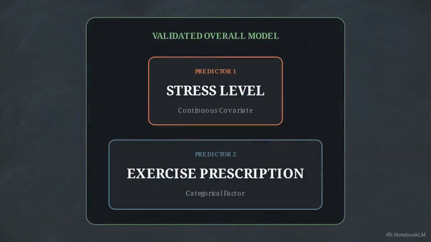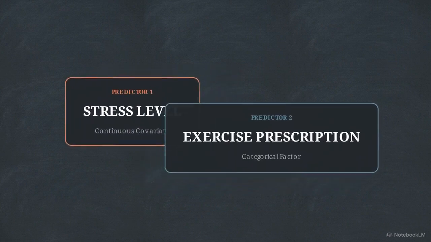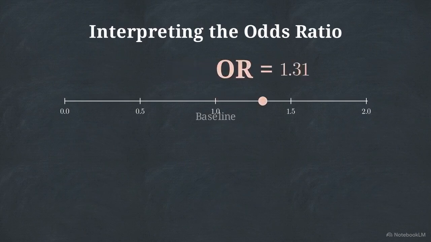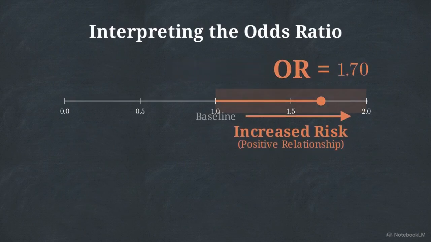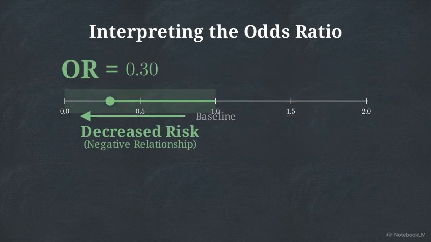With the overall model validated, we can isolate each predictor to determine its specific impact on the probability of a heart attack. The Wald test determines predictor significance. Both stress levels and exercise prescription show p-values below 0.05, confirming their influence. The most important metric is the odds ratio, describing how outcome likelihood changes for every unit of change in the predictor. As a general rule, an odds ratio greater than 1 suggests a positive relationship, an increase in risk. An odds ratio less than 1 suggests a negative relationship, or a decrease in risk.